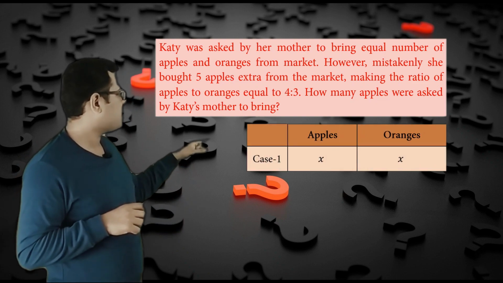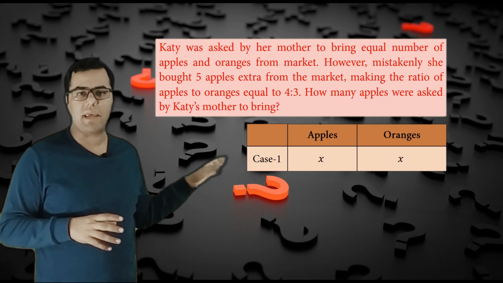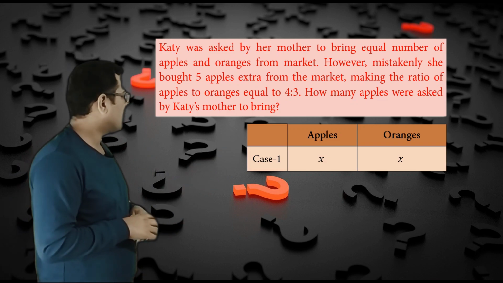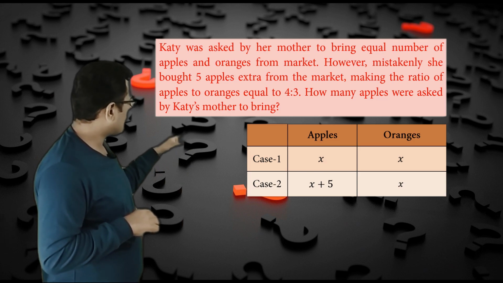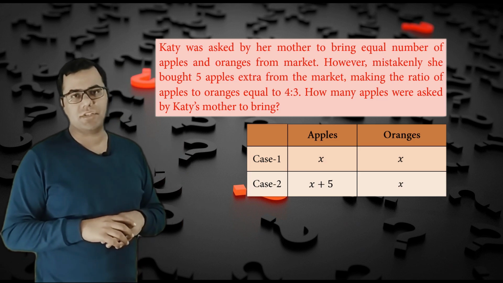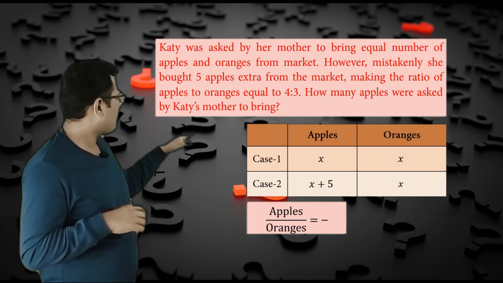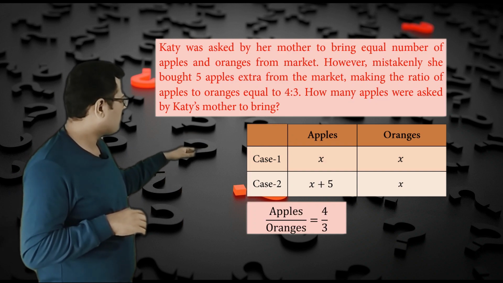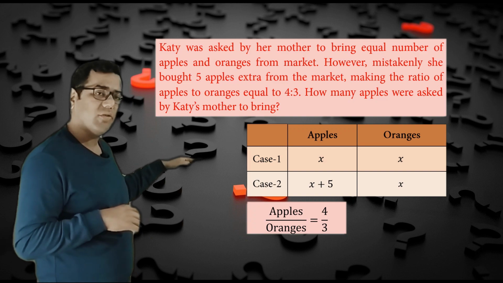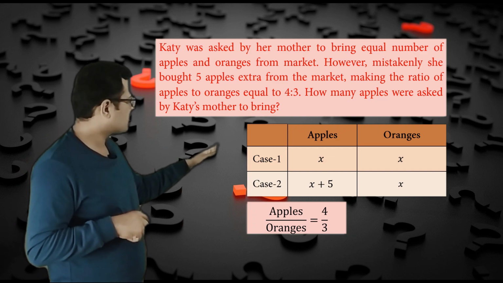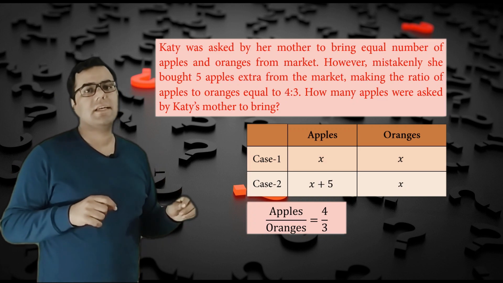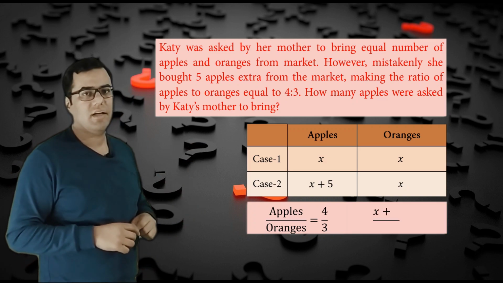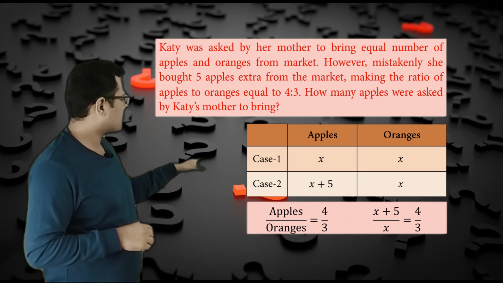How many oranges she was supposed to bring? Same number, that is X. Now in case 2, I'm writing the ratio equation. The number of apples she actually brought from the market divided by the number of oranges she actually brought equals 4/3. Number of apples she actually brought is what? X plus 5. So (X plus 5) divided by X equals 4/3.